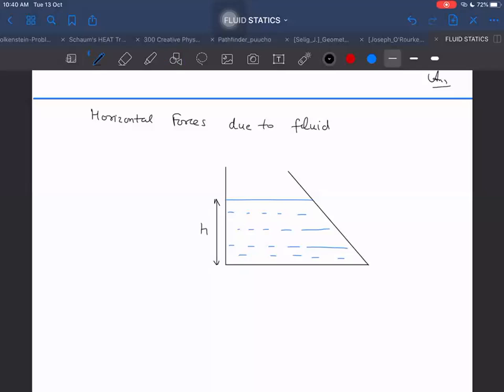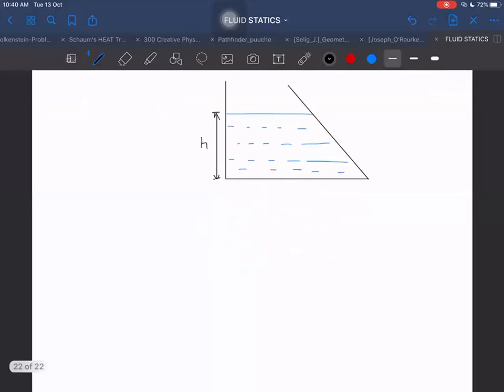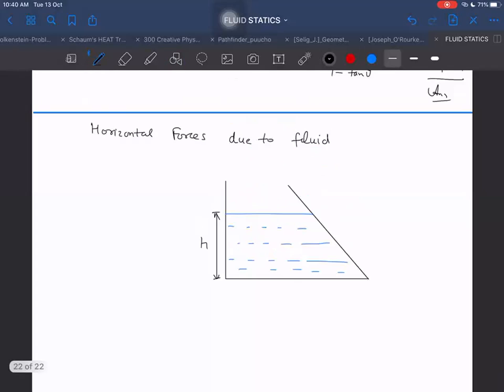We don't need the base for this, so I'm not giving you the base length. And we need the width. Let me give you the width. Width is, let us say, B along the Z axis.